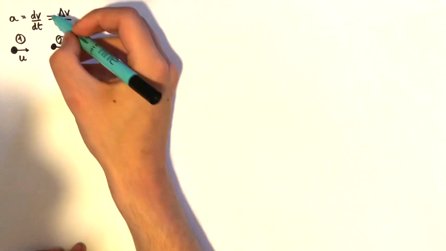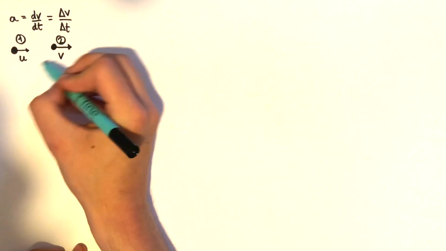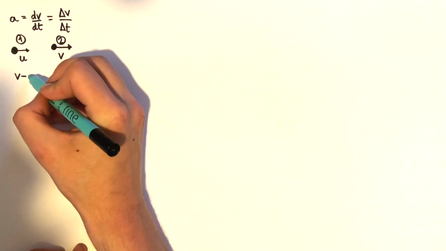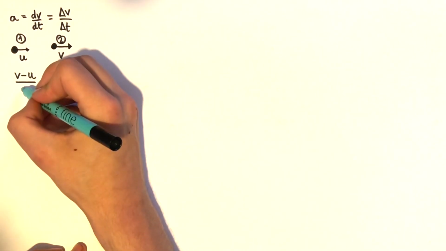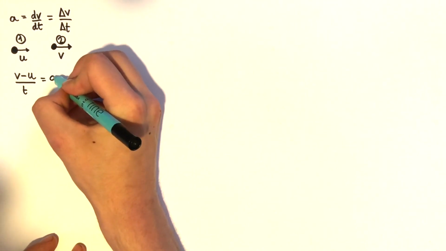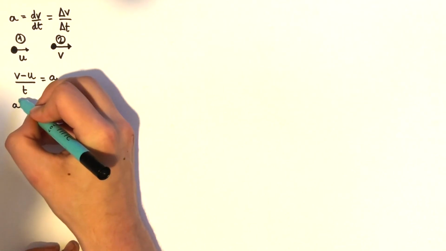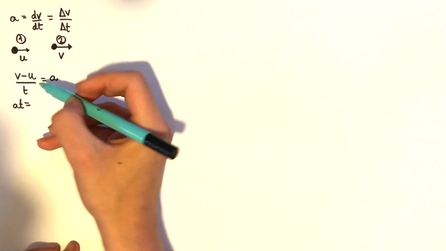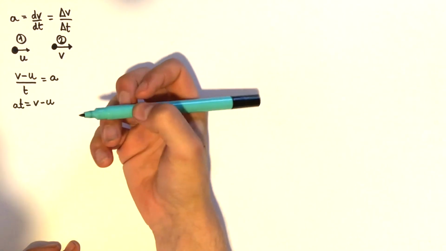So from this equation, we know that the change in velocity is simply v minus u, and let's say that happens in a time t. So that is the acceleration. Now, if we bring the t up to the top right here, if we multiply both sides by t, we get that at is v minus u.